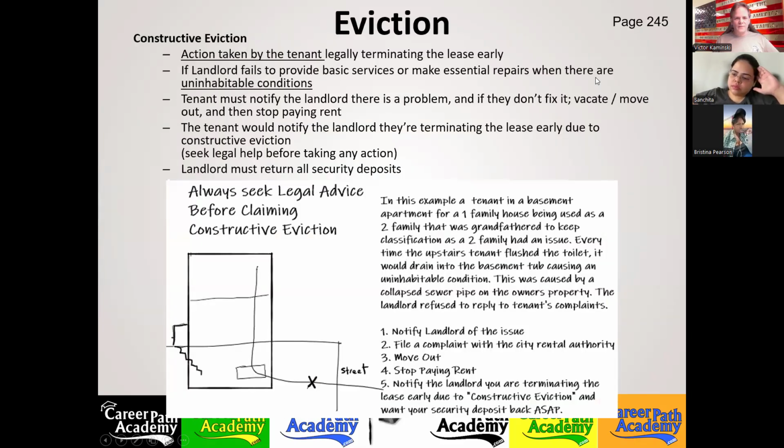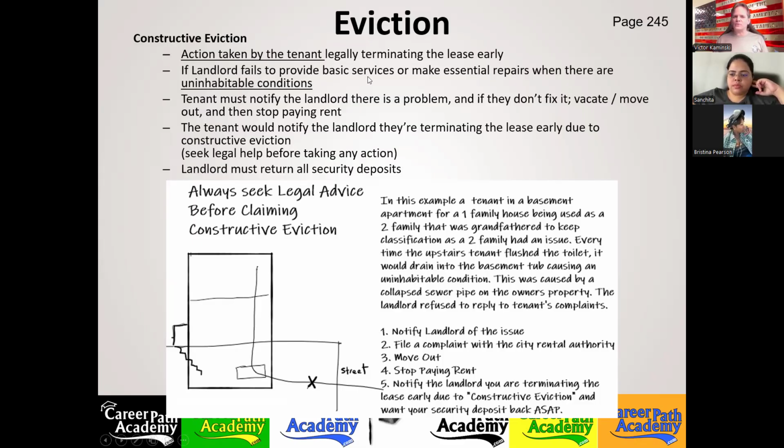Now, how about this one? Constructive eviction. You ever hear that? Sounds like construction, constructive. These are actions taken by the tenant to legally terminate their lease early. Remember, if you terminate your lease early, you're in breach of contract. But here's a way you could do it and not be in breach of contract.